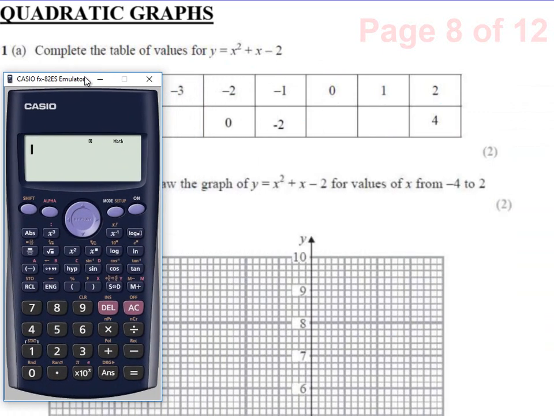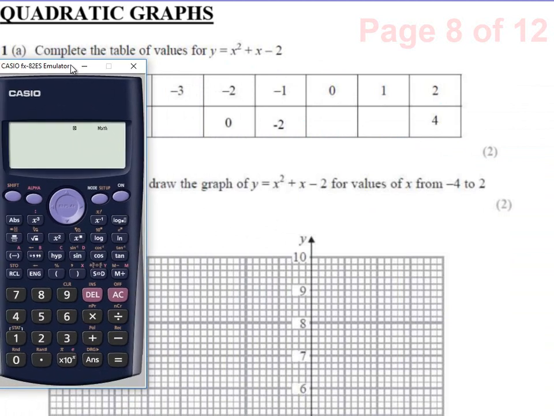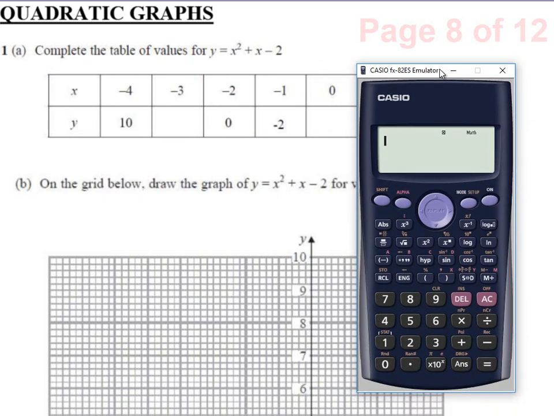So I'm going to try to put this here so you can see it. Okay, let's start. First thing you need to do is go to mode, select 3, which gives you table f(x). That is the equation of your graph that you're going to draw. So that is x squared. Now to type x, you go alpha x. Can you see x there? Yeah, alpha x squared, and then plus x, alpha again, x, and then take away 2.